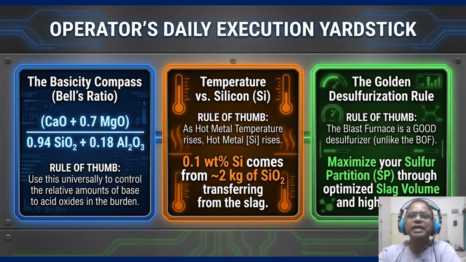But understand the conflict. Higher basicity means better sulfur removal but worse alkali removal. Lower basicity means worse sulfur removal but better alkali removal. Operator yardstick: if hot metal sulfur is too high, increase B2. If you see alkali buildup, like shell scabs, decrease B2 and increase slag volume by adding more flux or changing the ore blend.